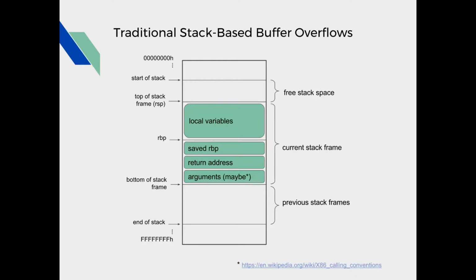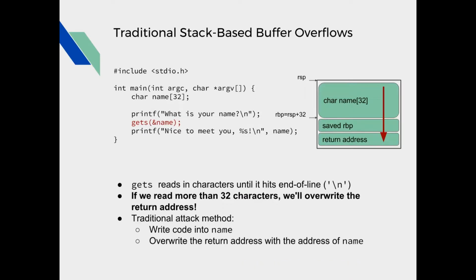So the idea to exploit this is, if your buffer is in local variables, you can start reading into that and read past it. What you can do is overwrite the return address. And when you overwrite the return address, you can make it execute whatever code you want from anywhere in memory.